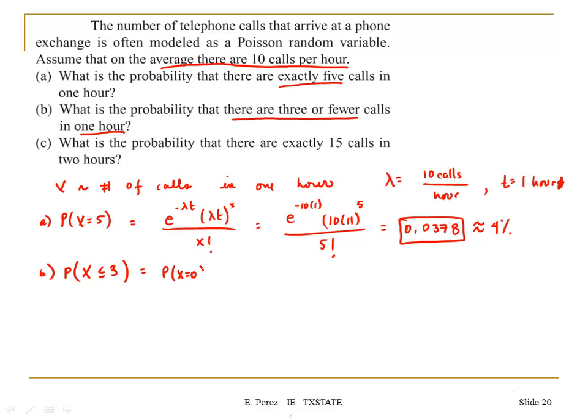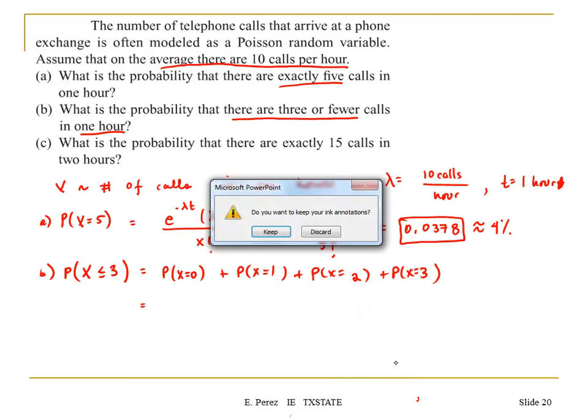If you were to compute this, this is the probability of x being equal to 0, plus the probability of x being equal to 1, plus the probability of x being equal to 2, plus the probability of x being equal to 3. For that case, you need to substitute into this expression for each x. Let's go back to the table. I think we can find that probability.